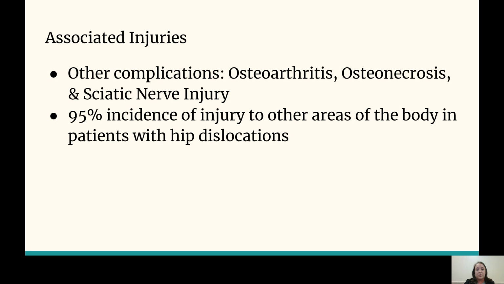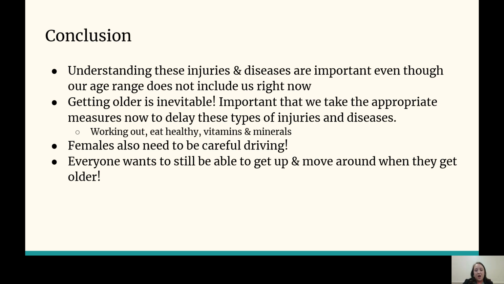I know people think a hip dislocation is not serious, and at the time being, people might not think it is, but if you don't get it properly taken care of, this is what your future could look like. To sum everything up, I know we focused our presentation on an age range that does not particularly affect us now, but it is still important that we understand these types of injuries and diseases that can come about as we get older. All of us are going to get old. It's inevitable, and we need to understand how these injuries can come about and how to try to prevent them as we do get older.